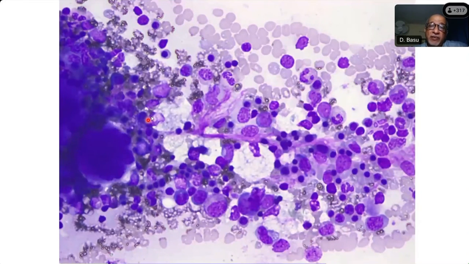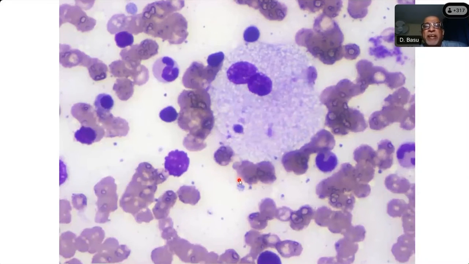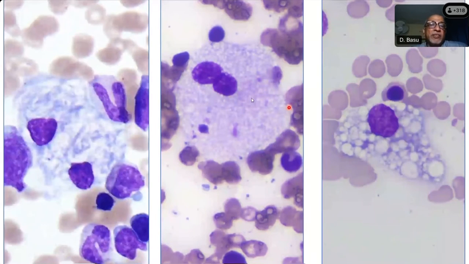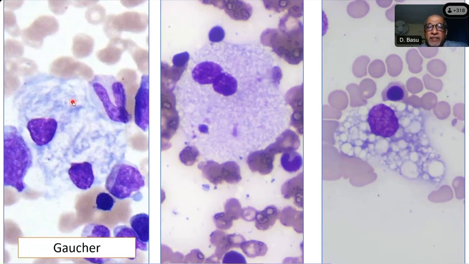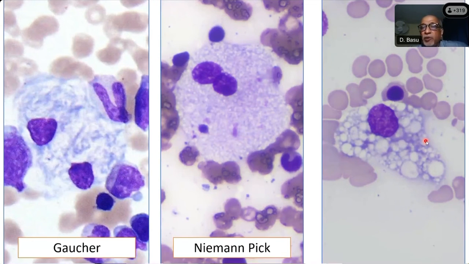Another case where the macrophages are again large and very bubbly, but they have very fine vacuoles. This is what is seen in Niemann-Pick. Most Niemann-Pick will show these tiny vacuoles because it's sphingolipid, whereas the other one is cholesterol and esters. So this three-panel is what I had prepared for all of you. That's a Gaucher, that's a Niemann-Pick, and this is what you see in mucopolysaccharidoses and Wolman. This is the type of variation that we see.